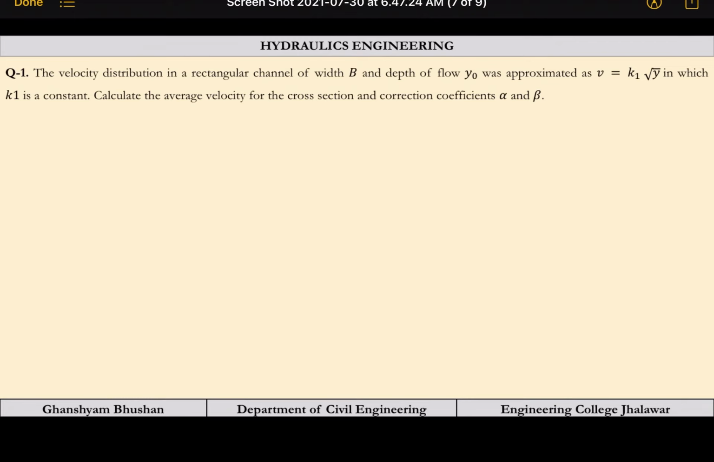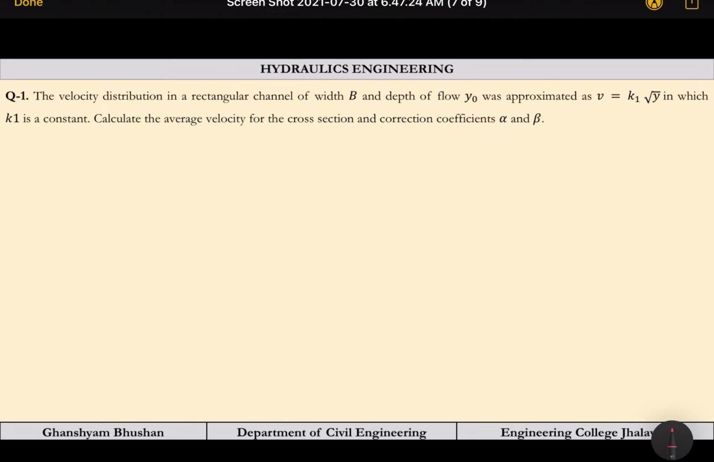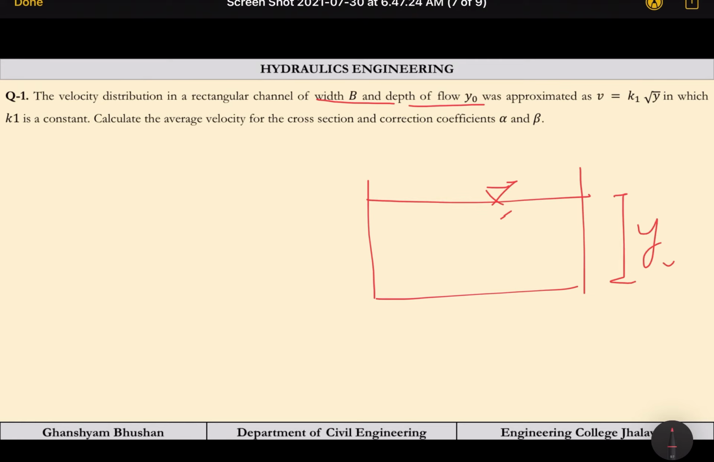Now let us see how questions can be asked related to this topic. The velocity distribution in a rectangular channel of width b and depth of flow y0, the channel is something like this. This is your y0 and this is your b. Velocity is approximated as k1 root y, in which k1 is a constant. Calculate the average velocity for the cross section and the correction coefficients alpha and beta.